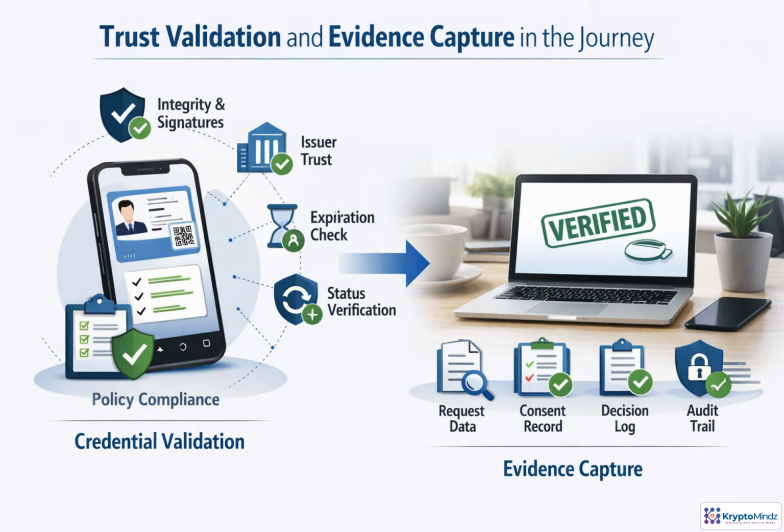When a wallet presents a credential, two things must happen. First, you prove it can be trusted. The data hasn't been tampered with, the signature verifies, the issuer is trusted, it's not expired, and it hasn't been revoked. Second, you prove you followed your own rules. You log what was requested, the result, the user's consent, and the onboarding decision, while storing only the minimum data needed for compliance.